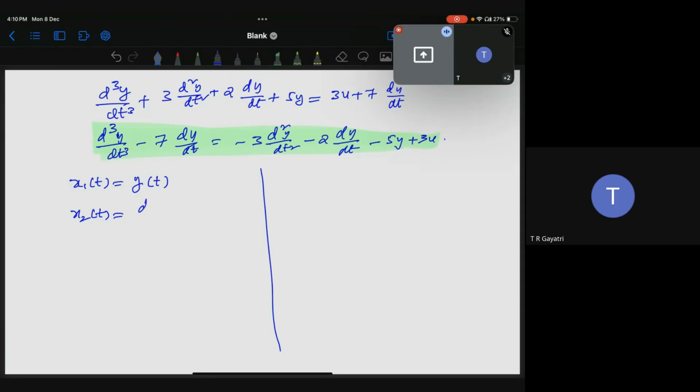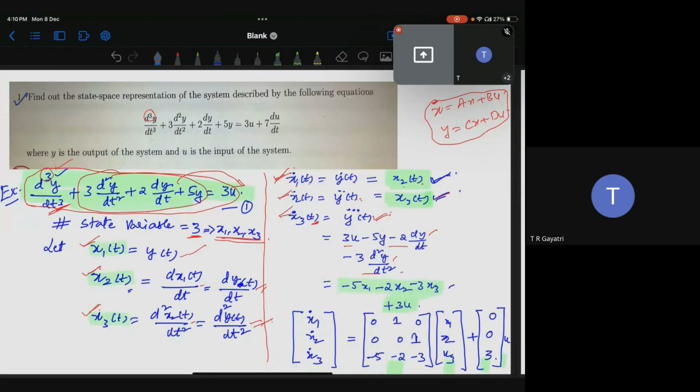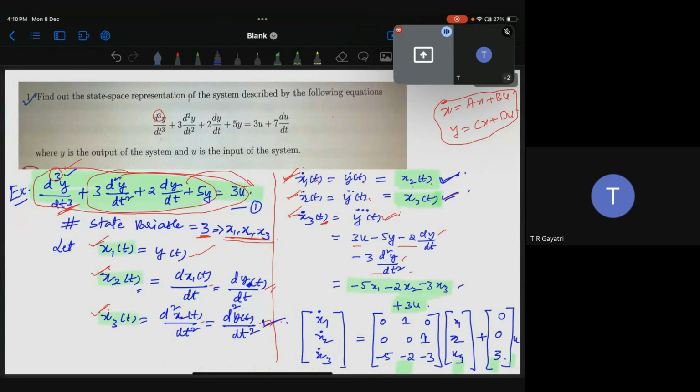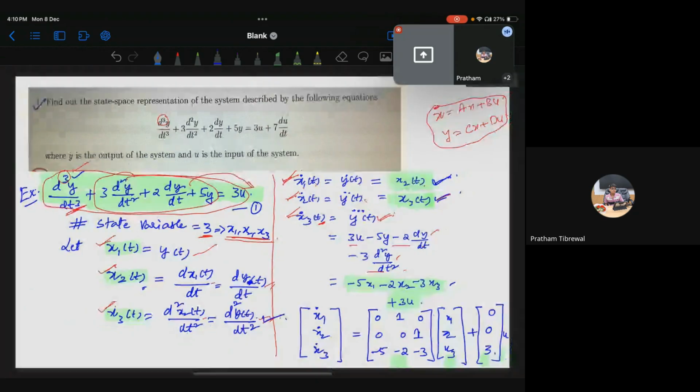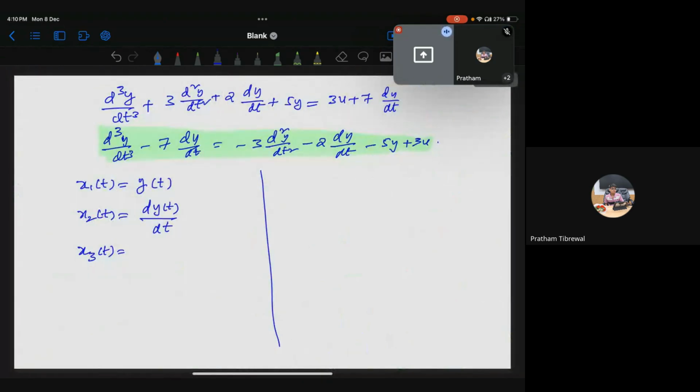What I wanted to do is take it like this. The third one is where the choice makes the difference. Previously, what did we choose for the third one? This one, correct? X3 was d square y by dt square, correct?